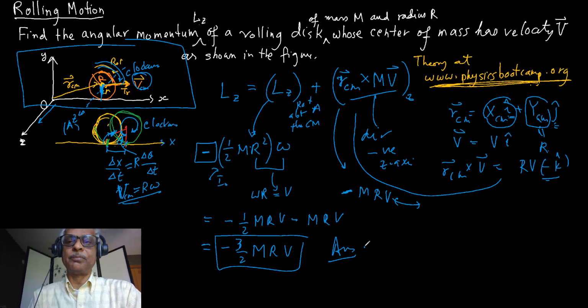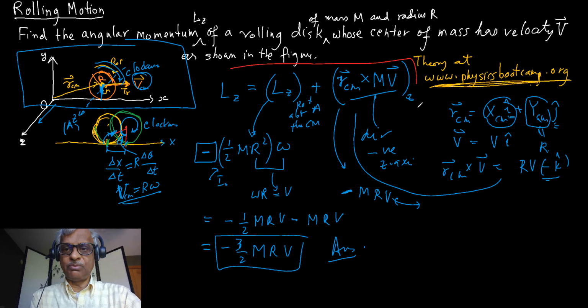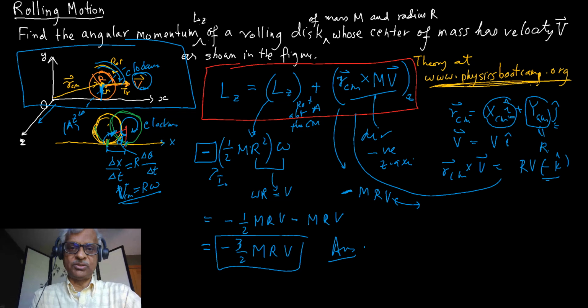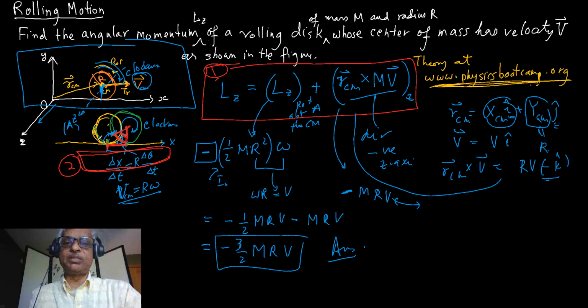That's the answer. I hope this is clear to you. What helped us in this problem is the separation that we expect when there is a rolling motion. That's point number one. Point number two was how we're able to relate the angle it rotates and the distance it travels. Using these two points, you can solve a lot of rolling motion problems.